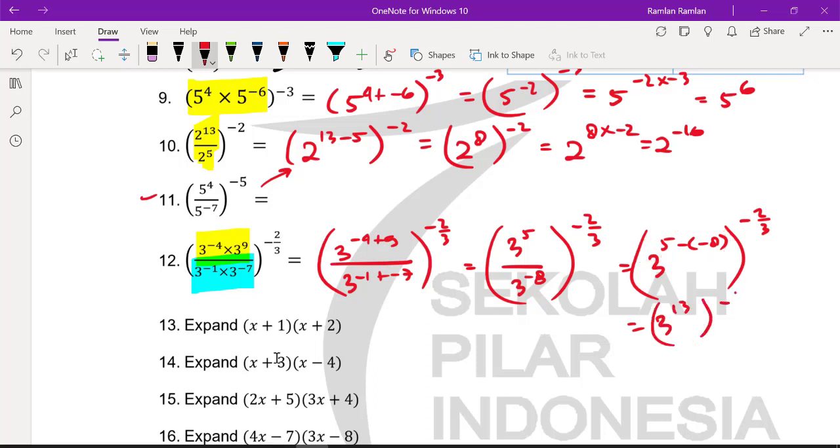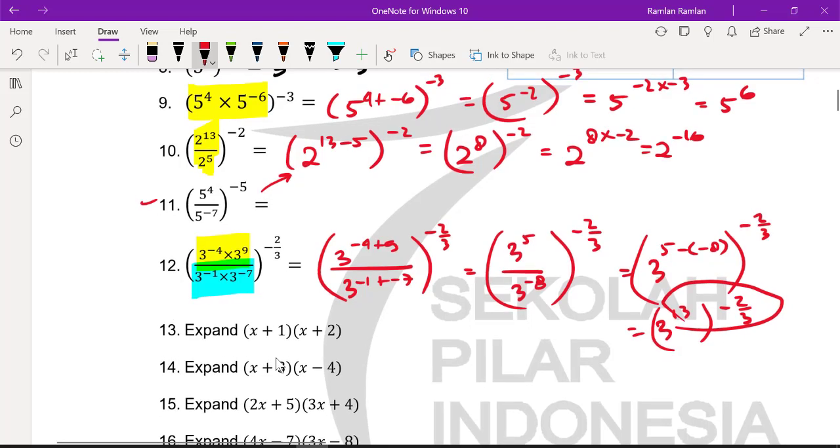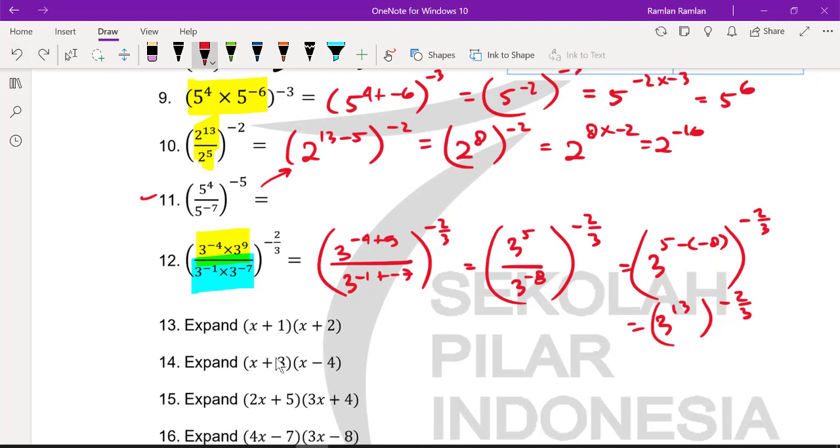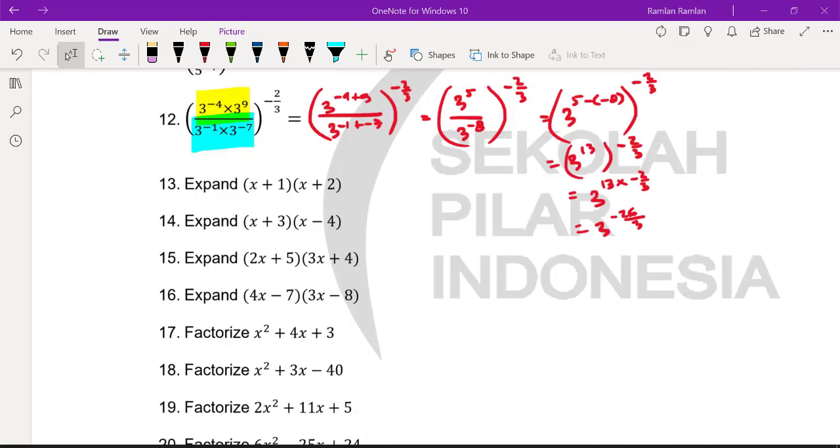And then you only need to multiply these two powers. So remember that you don't have to write it down as a decimal. Just write it as a fraction. So that will be 3 to the power of 13 times negative 2 over 3, and that will be just equal to 3 to the power of negative 26 over 3. And there we go. Okay, let's go to number 13.